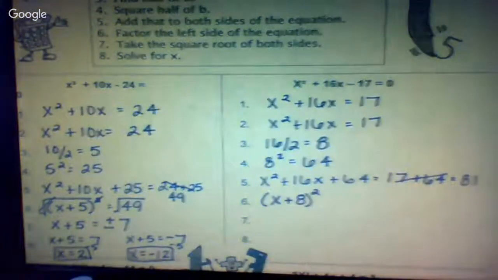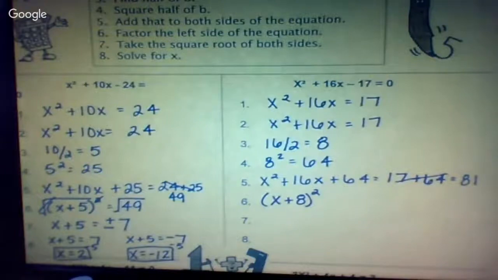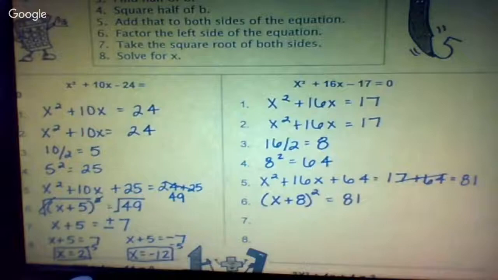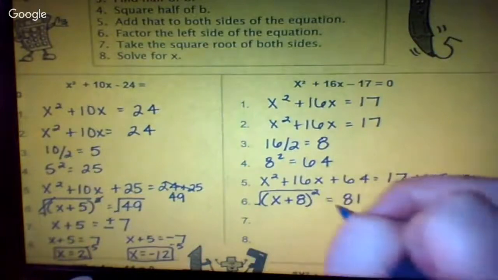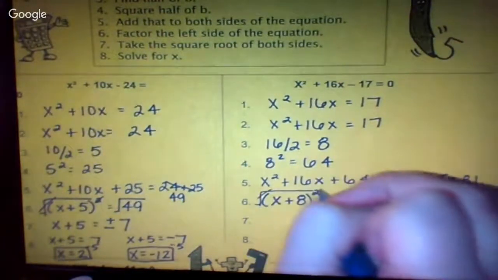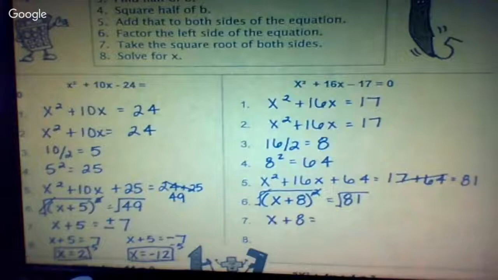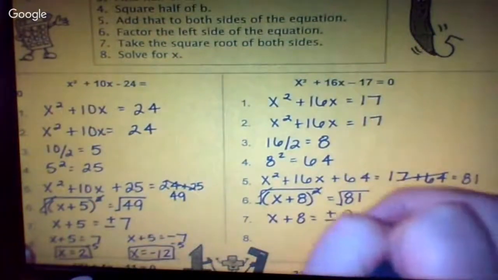This is called completing the square. Again, when you factor that, it's x plus 8 times x plus 8, which we can write as x plus 8 squared. And you said that equals 81. My goal, again, is to get x by itself. So we have to start doing the opposites. Remember, if it's addition, we subtract. If it's multiplication, we divide. If it's squared, we take the square root. When you do that, your square and your square root cancel and you're left with x plus 8. What's the square root of 81? 9. So it's going to be plus or minus 9.